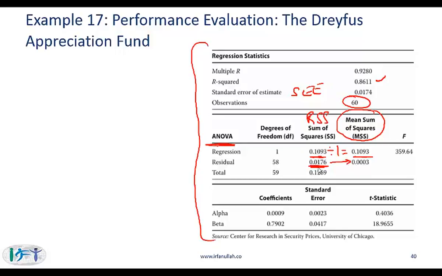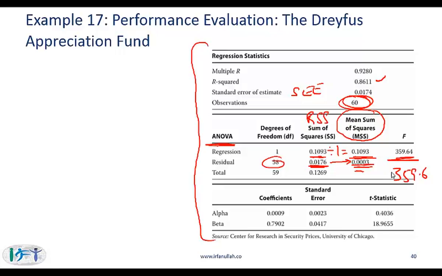You divide by n minus 2. What is n? N is 60. So 0.0176 divided by 58 and you get this number. Okay, so how do you come up with the F stat then? Where does this 359.6 come from? You divide the 0.1093 by this little number and you get a very high F stat.